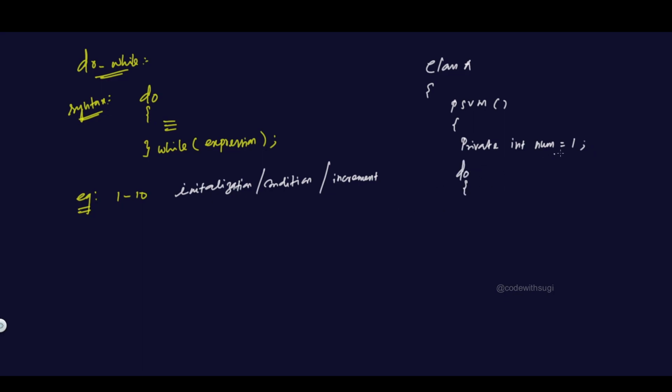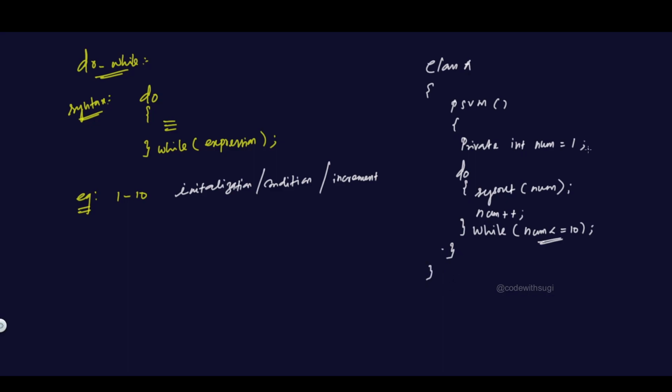So what you have to do with that current value, you have to do sys out, just print the number value. Then once you're done with this number value, you have to increment this number by 1. Then we have to specify the while condition. So the condition will be num less than or equal to 10. Close the main method, close the class.